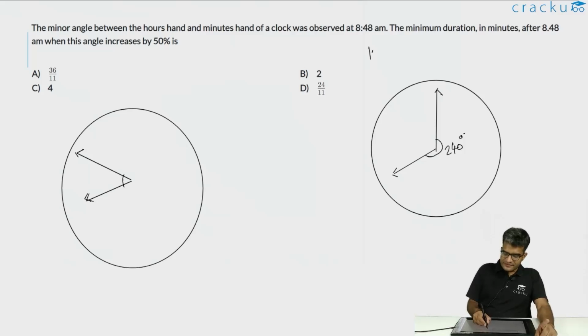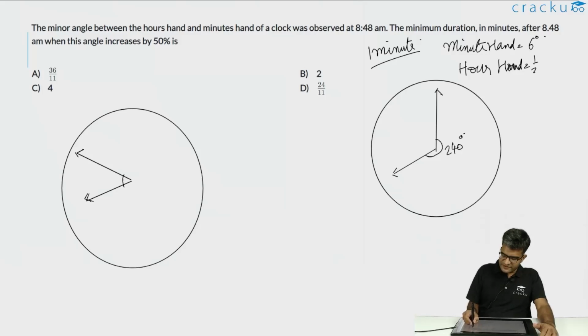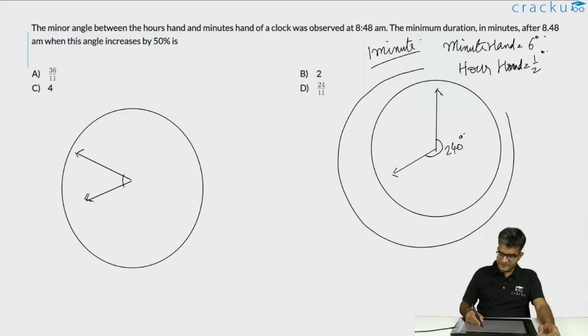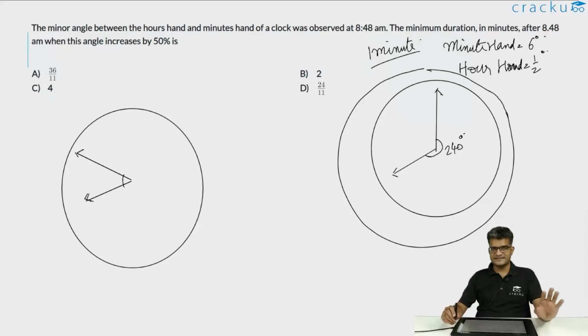Every single minute, the angle traversed by the minute hand is 6 degrees, and the angle traversed by the hour hand is half a degree. How do we know it? Because a minute hand will go the entire way from the start of 12 till the end in 1 hour. So it covers 360 degrees in 60 minutes. So every minute it will cover 6 degrees.